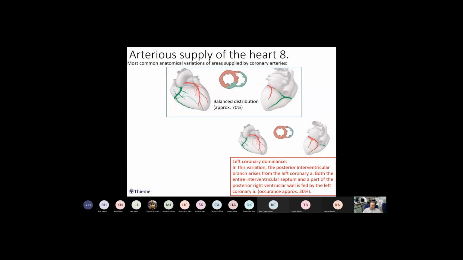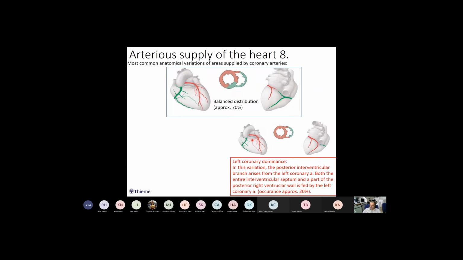And in that case, you have the posterior interventricular branch, which is typically a branch of the right coronary artery, very small. Instead, you have a quite strong branch here from the left coronary, which takes over an area. Therefore, in this case, the left coronary artery supplies the left ventricle completely, and also a considerable area of the right ventricle as well.